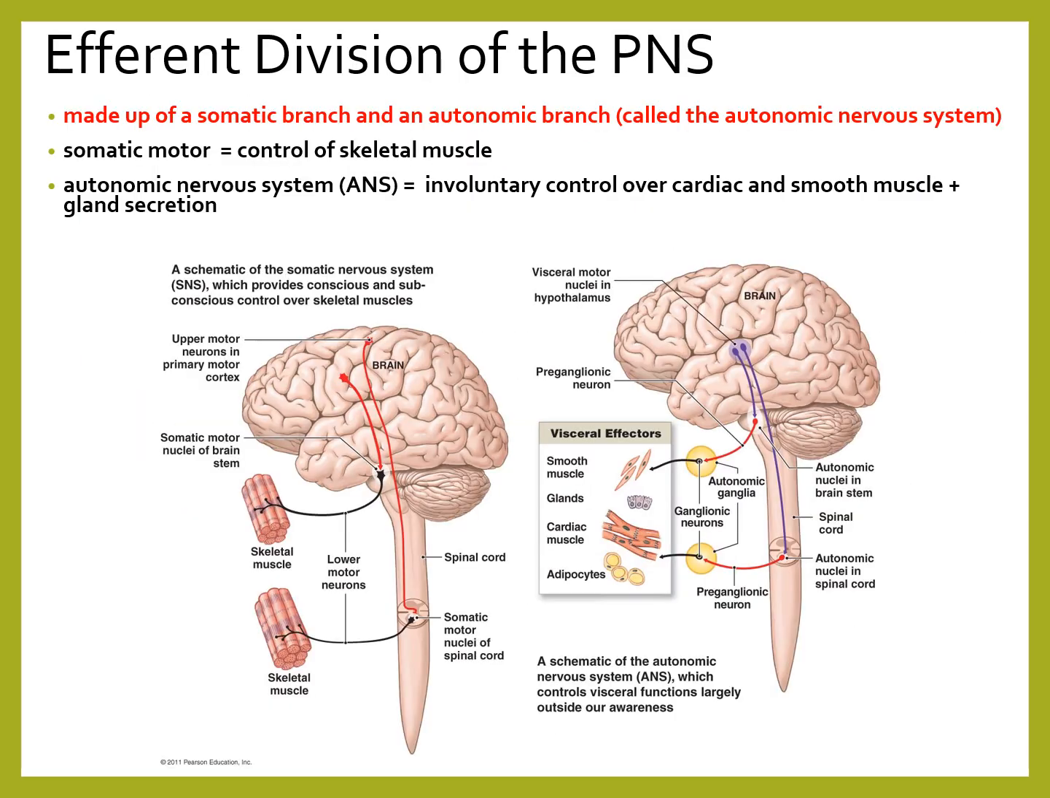The efferent motor division of our peripheral nervous system is made up of somatic and autonomic branches. So it's made up of a somatic nervous system branch and an autonomic nervous system branch. Whenever I say the word somatic, I want you to think of skeletal muscle. So the somatic portion of our efferent peripheral nervous system is involved in voluntary motor control of skeletal muscle. And the autonomic branch of our efferent peripheral nervous system is often abbreviated as ANS, autonomic nervous system. It is the involuntary motor control over cardiac muscle, smooth muscle, and gland secretion.